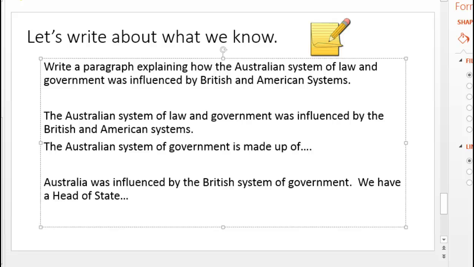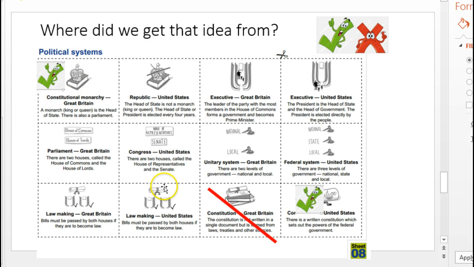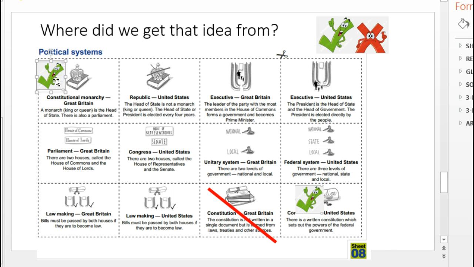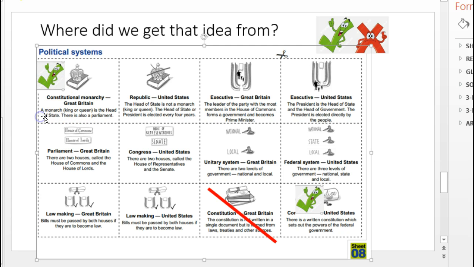You need to use this sheet here, sheet 8. Look for the words Great Britain. Look for the green ticks, not the red crosses, the green ticks. And if there's a green tick and it says Great Britain, this is the information that you can write just here into your paragraph.